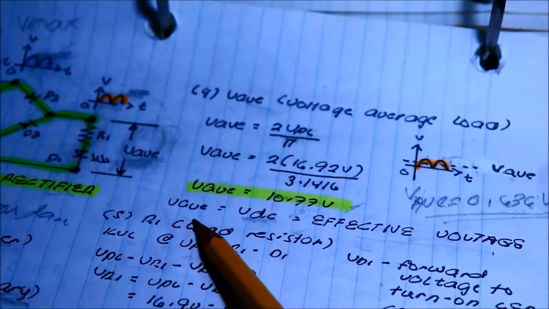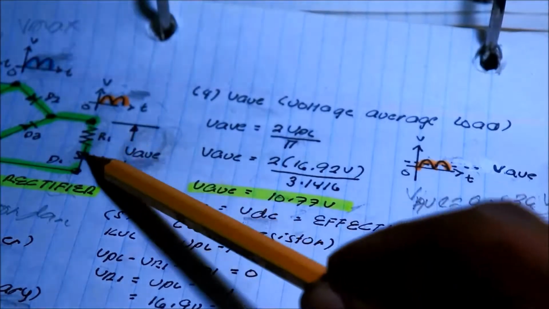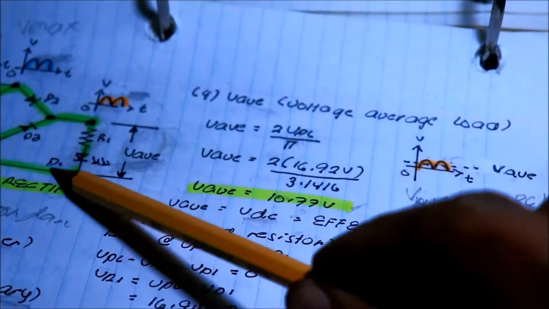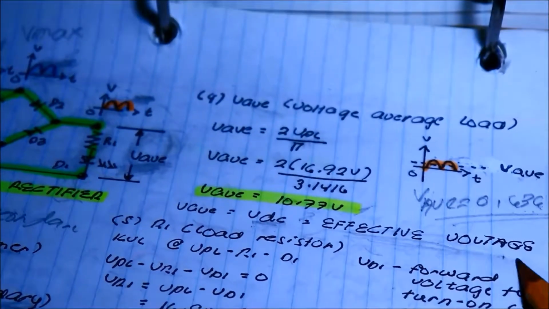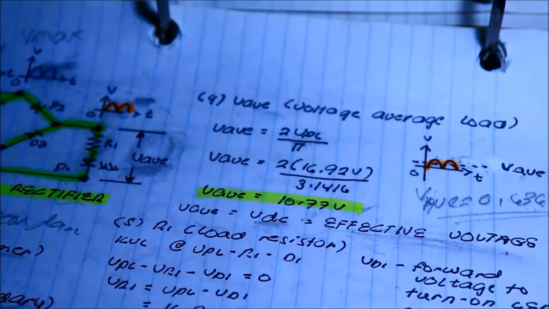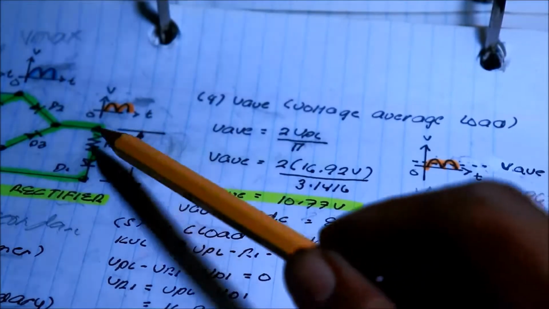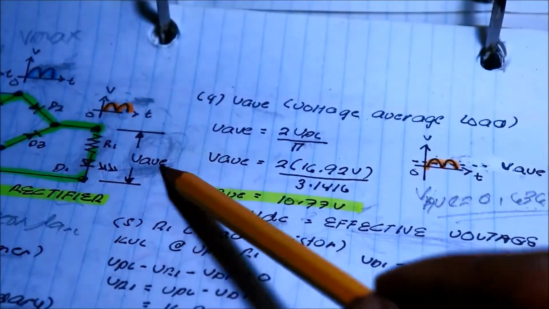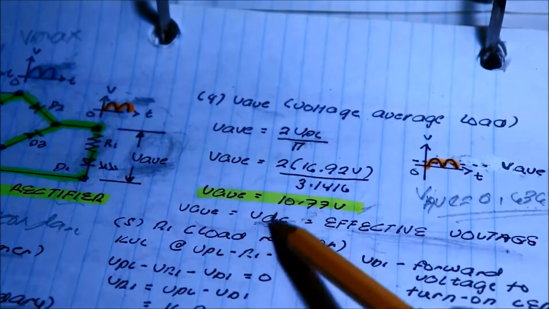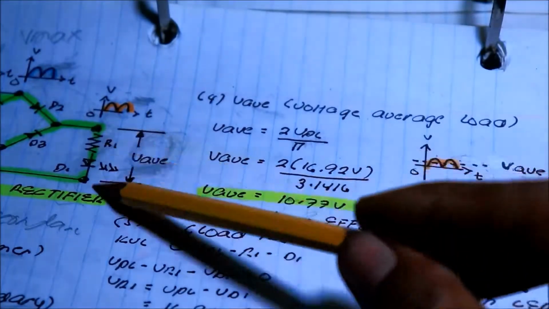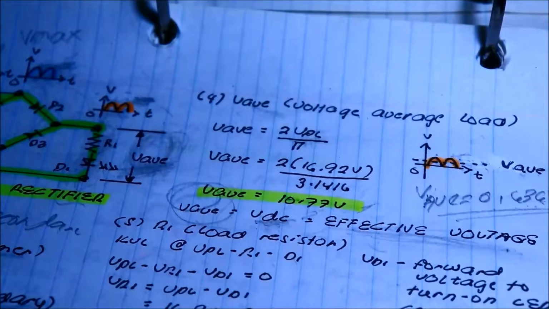Voltage average is equal to the equivalent DC voltage, the pulsating DC voltage to the load, which is the effective voltage. They call it effective voltage. That's why we need to compute the voltage average, the voltage supplied to the load, which is the pulsating DC voltage across the load. That is voltage average. Okay?